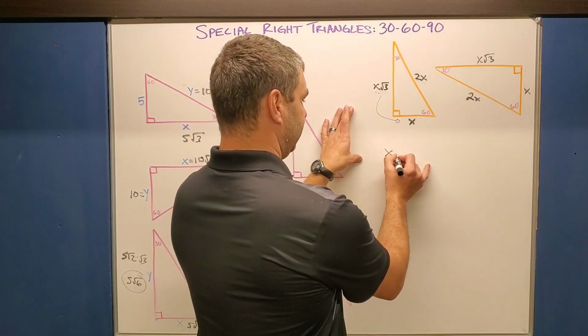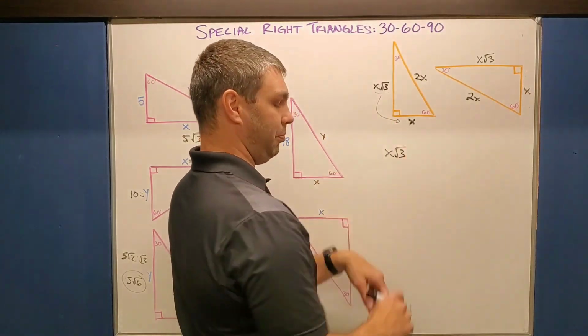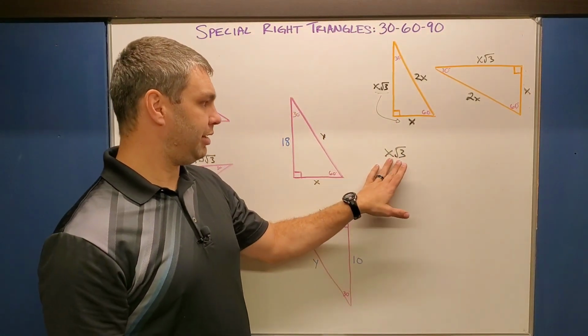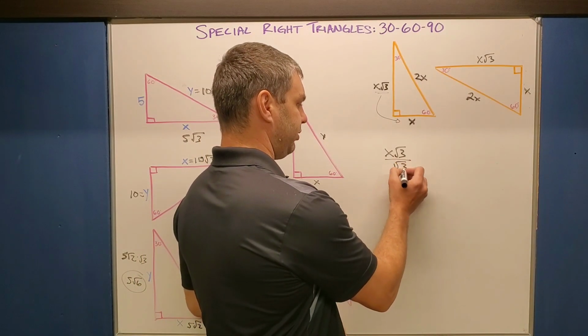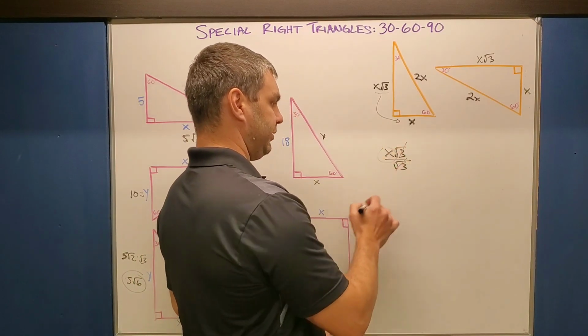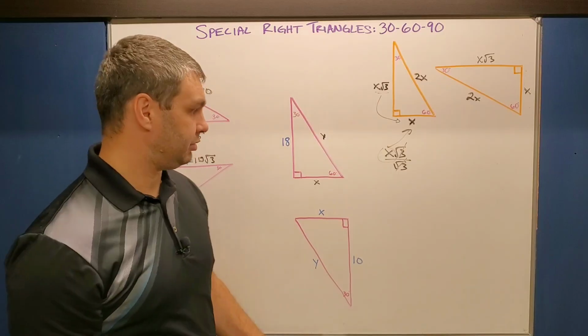Well, if I took that long leg and said, what could I do? What math operation could I do to get rid of this and just have an x? Well, I could divide. I can divide by the square root of 3. Those would cancel, and I'm just left with that x, which is what I want. So I'm going to do the same thing here.